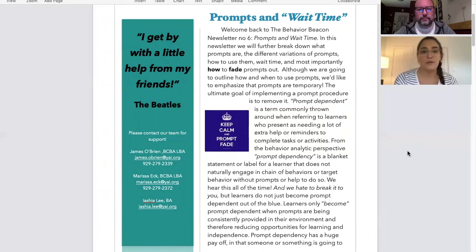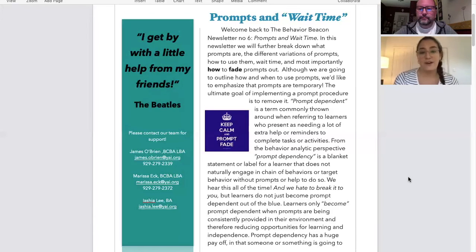So the ultimate goal of implementing a prompt procedure, like what we're going to talk about in a bit, is to remove it. So we oftentimes hear the word prompt dependent or prompt dependency being thrown around when referring to learners who present as needing some extra help or some extra reminders to complete tasks or activities. From our perspective, prompt dependency is a blanket statement or label for a learner that does not naturally engage in a chain of behaviors or target behavior without a prompt or help to do so.